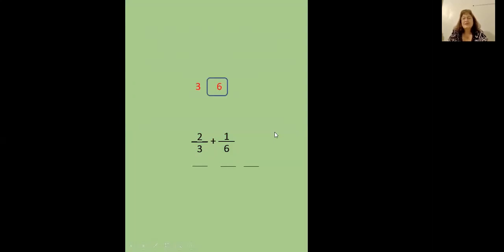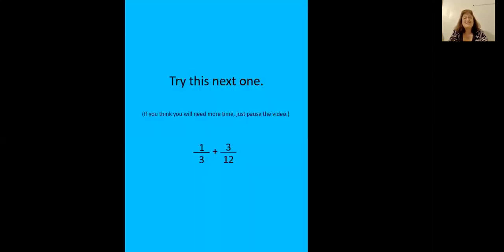Okay, 6 is our lowest common denominator. 3 times 2 equals 6. 3 goes into 6 2 times. 2 times 2 is 4. 6 goes into 6 one time. 1 times 1 is 1. 4 plus 1 is 5, and that goes over 6. Try this next one.